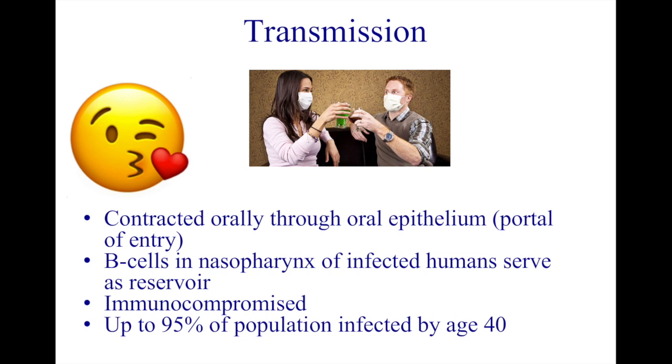Transmission, it's contracted orally through oral epithelium because the mouth is the portal of entry for this virus. And this is also why it's commonly known as the kissing disease. B cells in the nasopharynx of infected humans serve as a reservoir, and it's more common for immunocompromised people to show symptoms of this virus, and actually up to 95% of the population is infected by the age of 40.